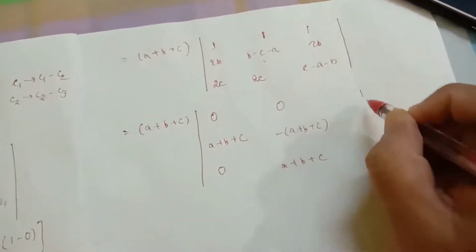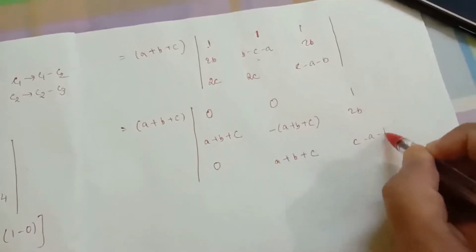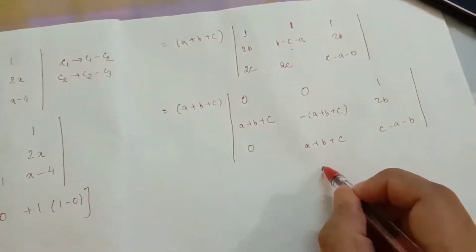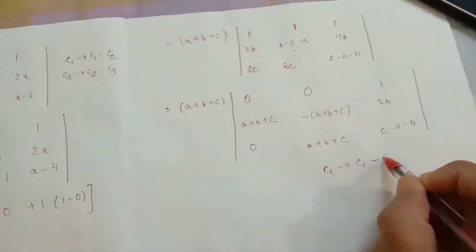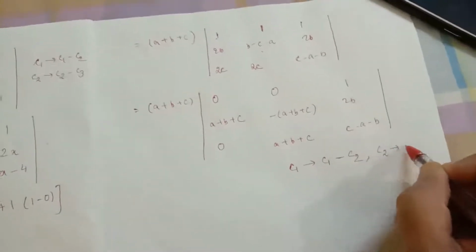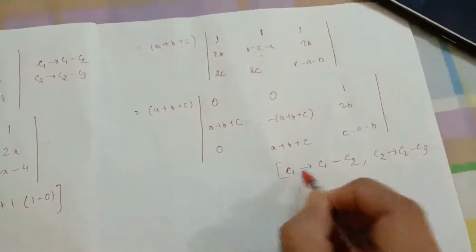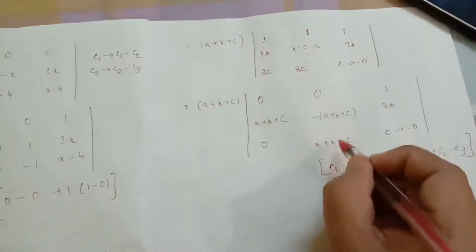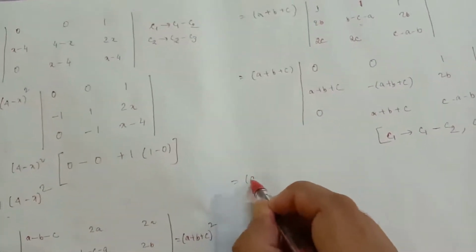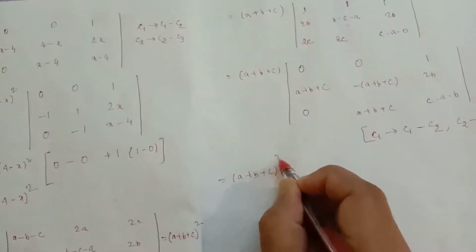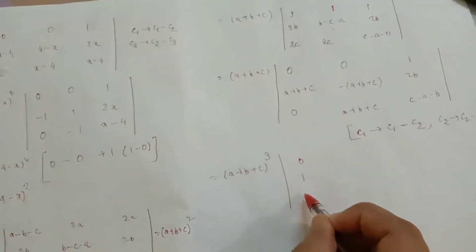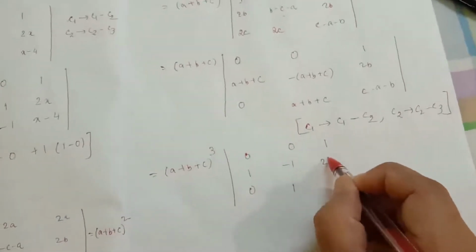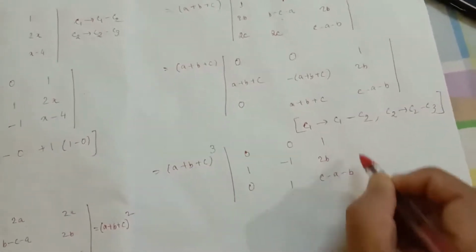Whenever you apply a property in any step, you have to mention it: here we have replaced C1 by C1 minus C2, and C2 by C2 minus C3. Now we can take a+b+c common from C1, and again a+b+c common from C2. So this will become (a+b+c)³ times the determinant |0, 1, 0; 0, −1, 1; 1, 2b, c−a−b|.